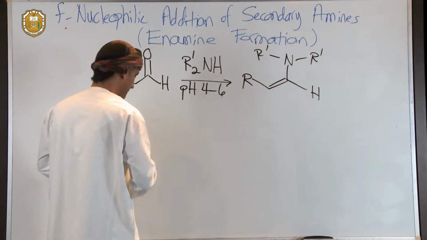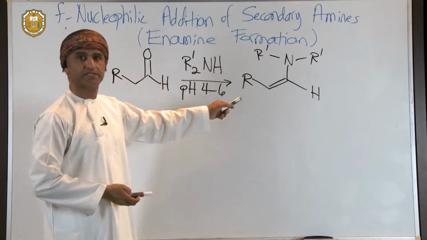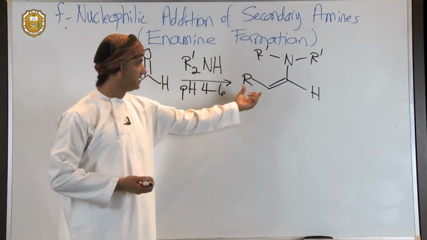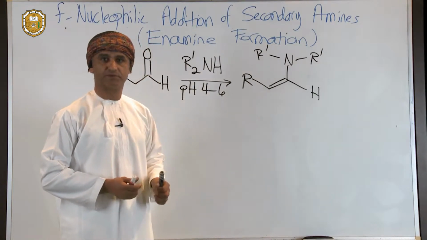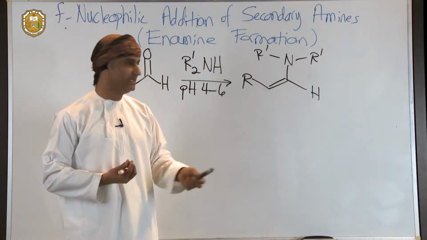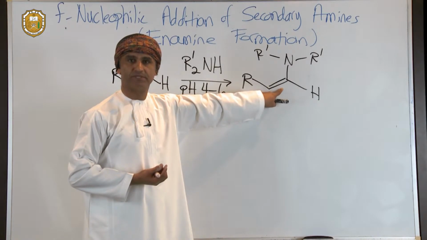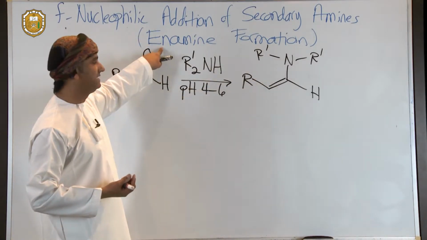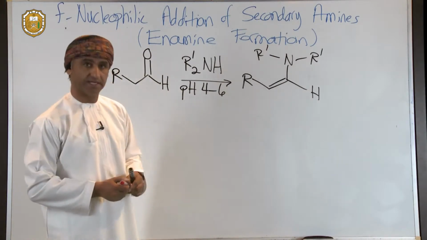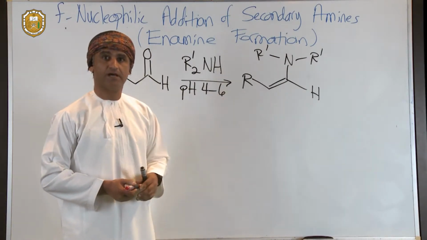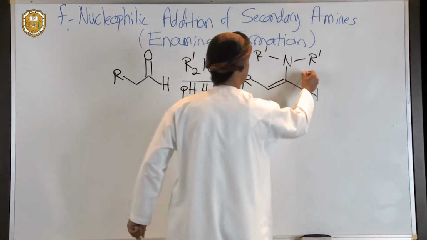This product is called an enamine because there is a double bond and there's an amine at the same time. So it's like "ene" coming from the alkene because there's a carbon-carbon double bond, so it's ene, and of course it is also amine, and that's why the name of this compound is enamine.